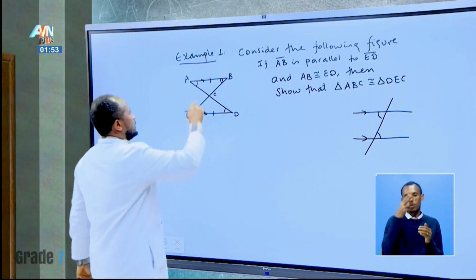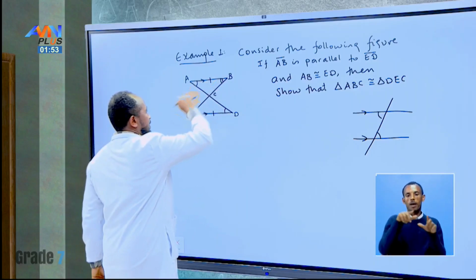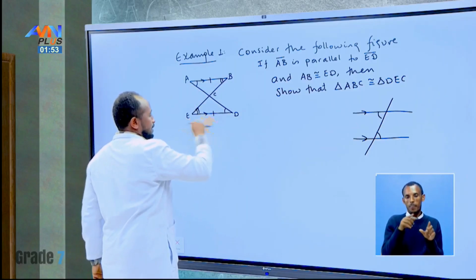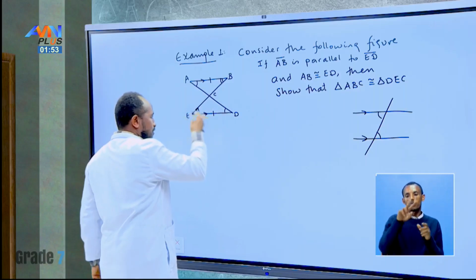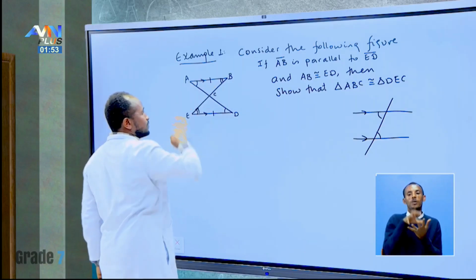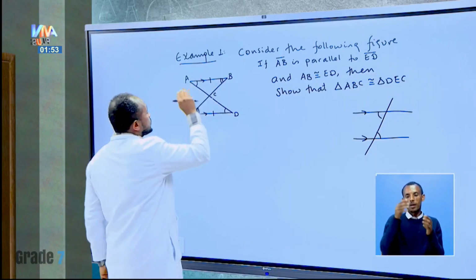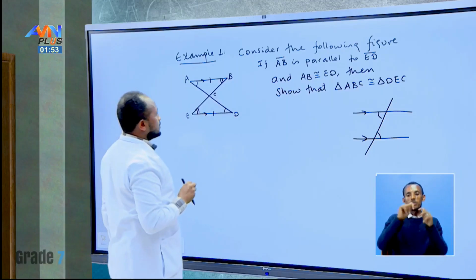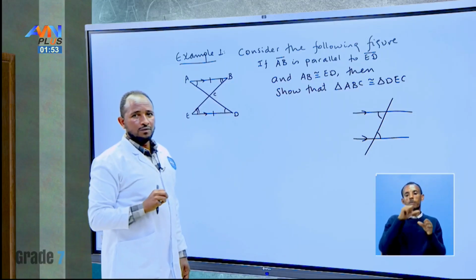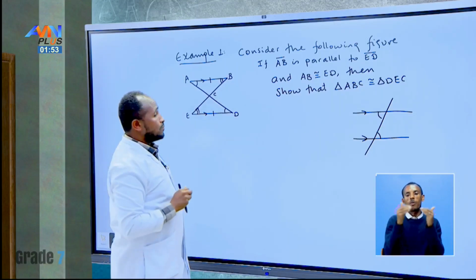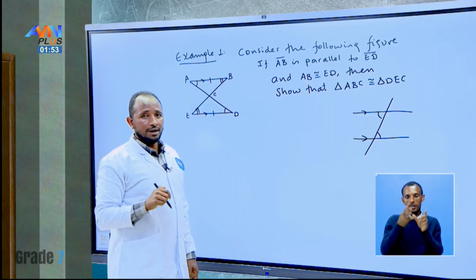Look, here we have angle, side, angle. Again here, angle, side, angle. Two angles and the included side. Two angles and the included side. Therefore, these two triangles are the exact copy of each other, or they are congruent. So, by the angle side angle test.